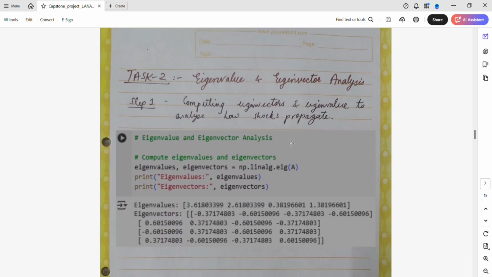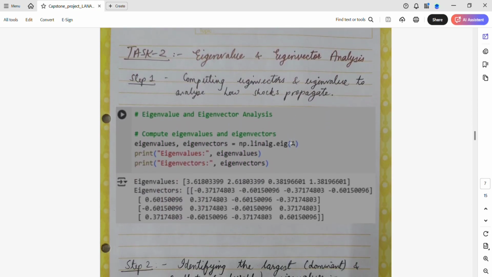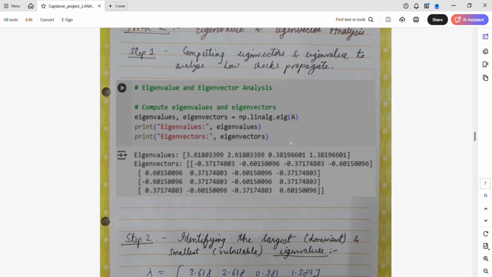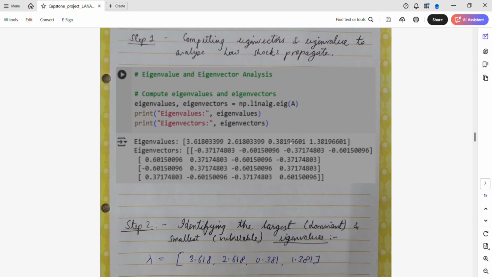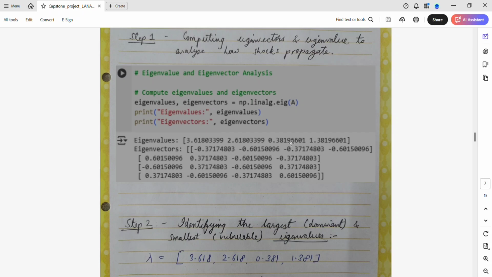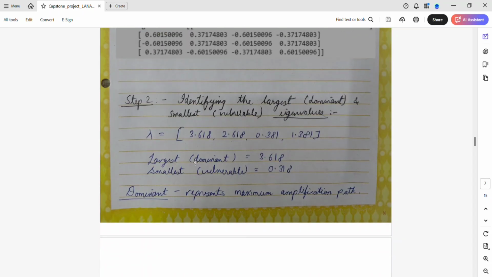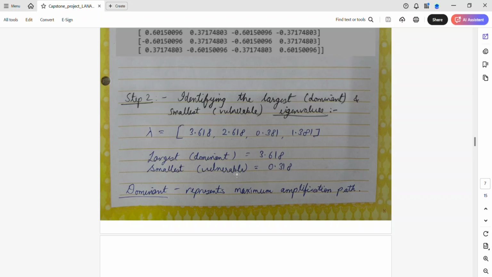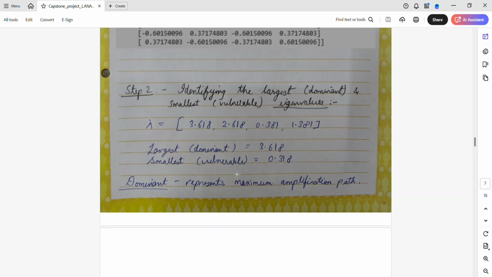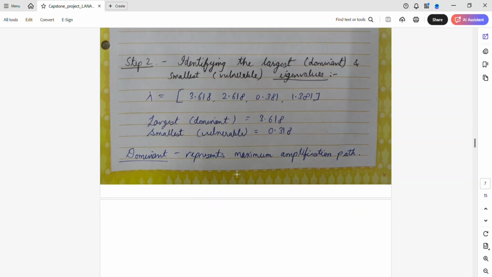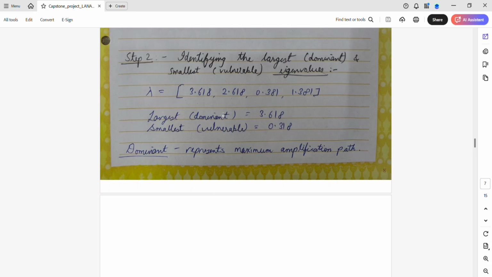Now, eigenvalue and eigenvector analysis. Next, I analyzed the eigenvalues and eigenvectors of matrix A. The largest eigenvalue was 3.618 and the smallest was 0.381. So the largest is dominant. It indicates the most sensitive amplification path, and the smallest is pointing to the weakest link. So this is stable.